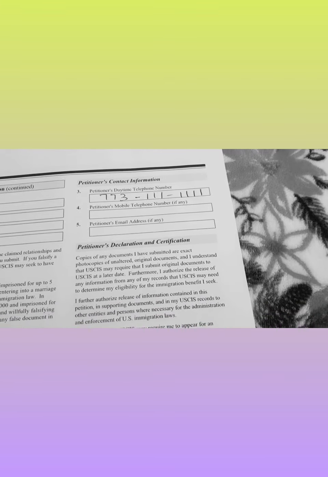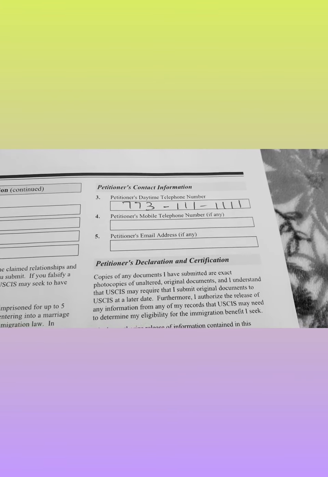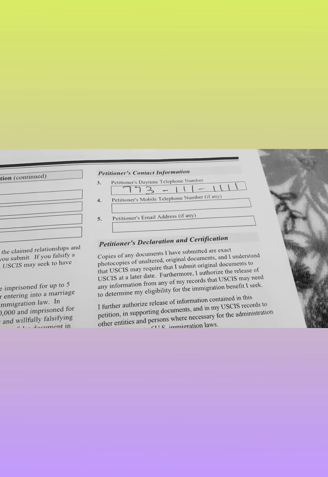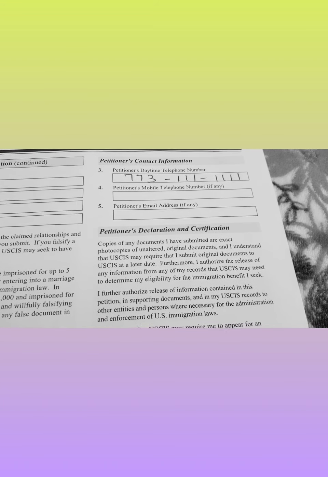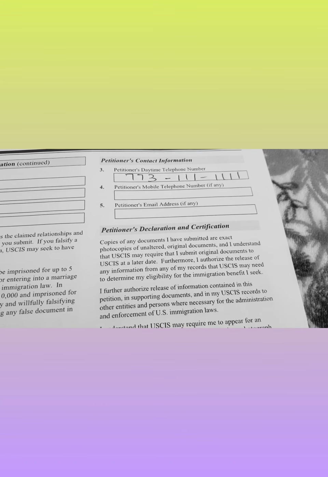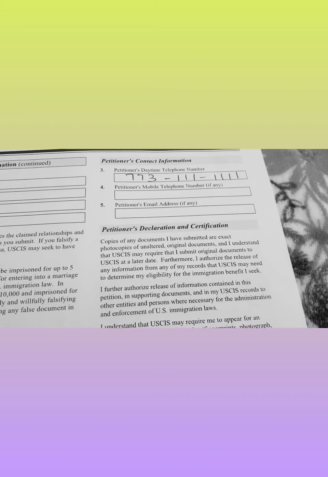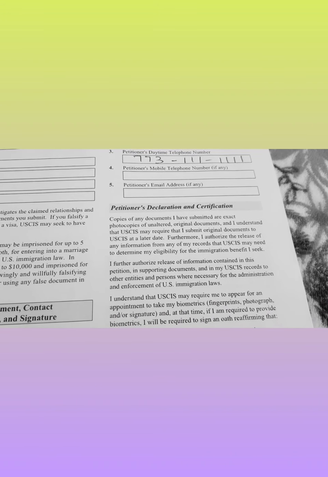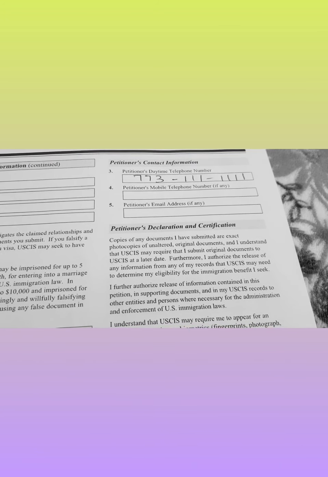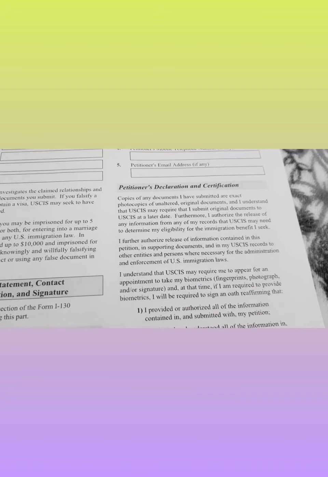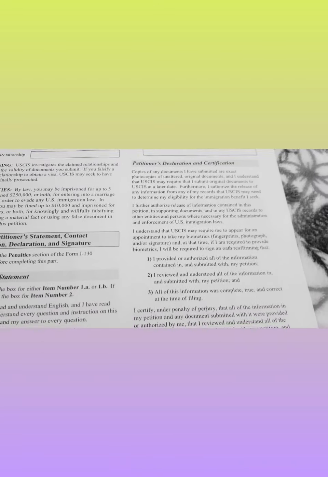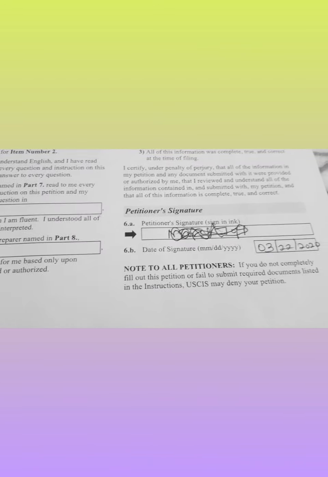So this one is saying petition contact information. The petition contact information, that is Mary, because she's the petitioner. She's petitioning for the husband to be here in the United States. So they needed the phone number. The phone number is 773-11111. Mary doesn't have a mobile telephone number, only a daytime telephone number. And Mary doesn't have an email address, if any.